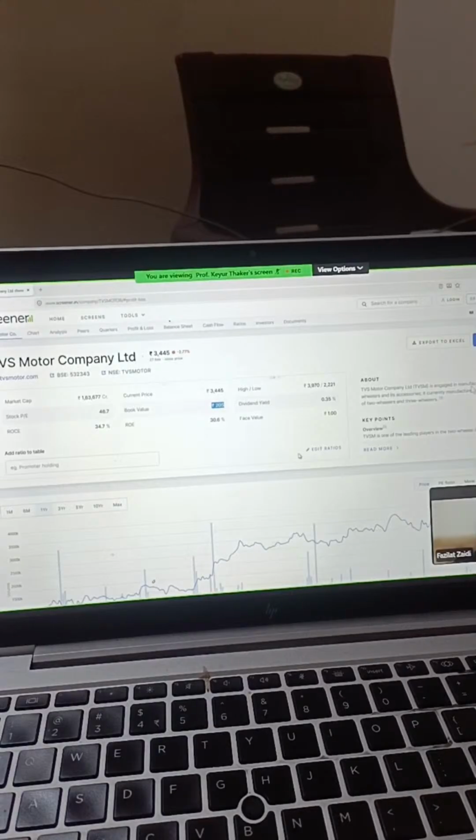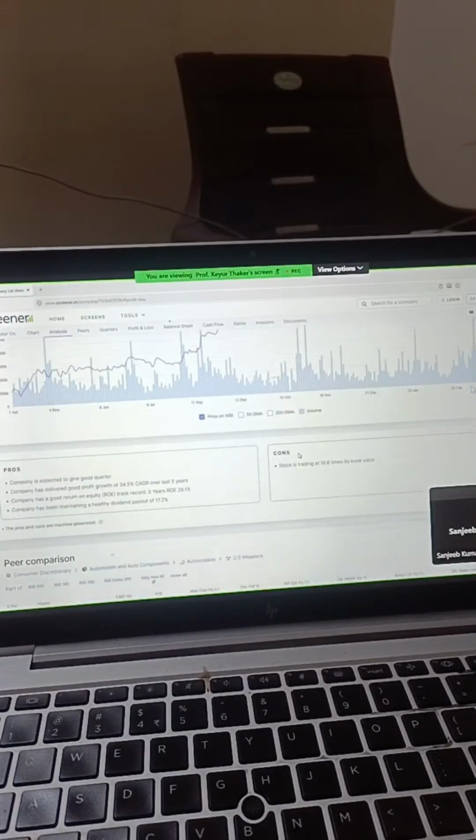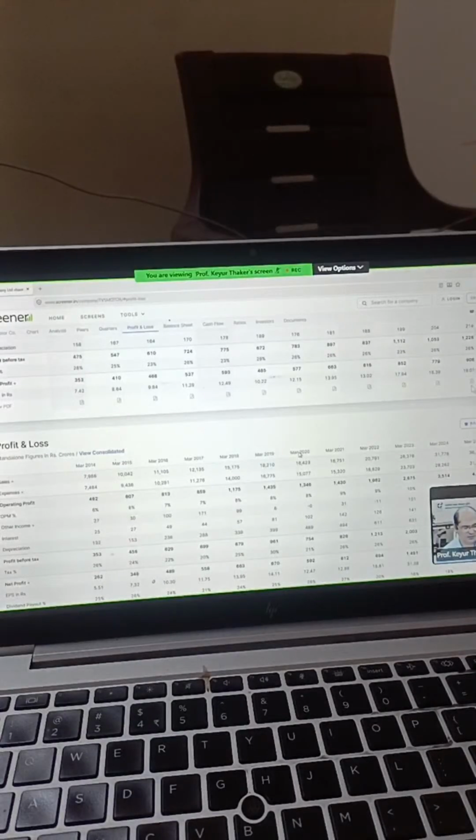But can the book value also go up? Yes, it will go up every year. How will it go up? I'll show you. So equity capital was 47.5 or 48 crore. Every year it is 48 crore, right? Every year the reserves are going up. Why are reserves going up every year?